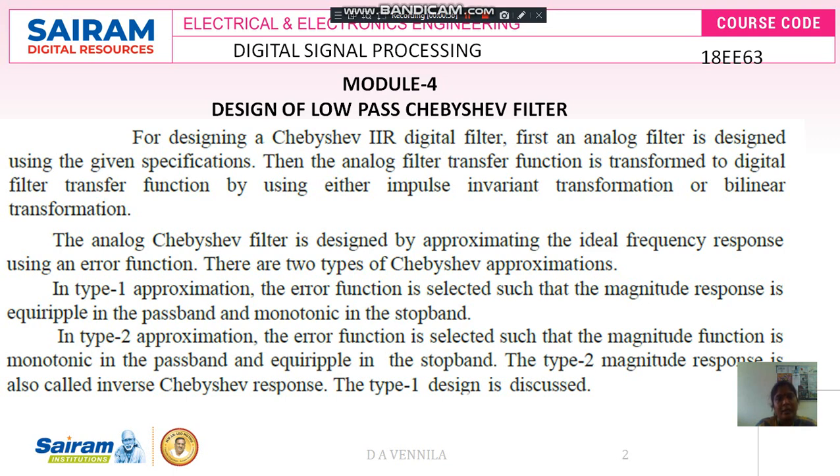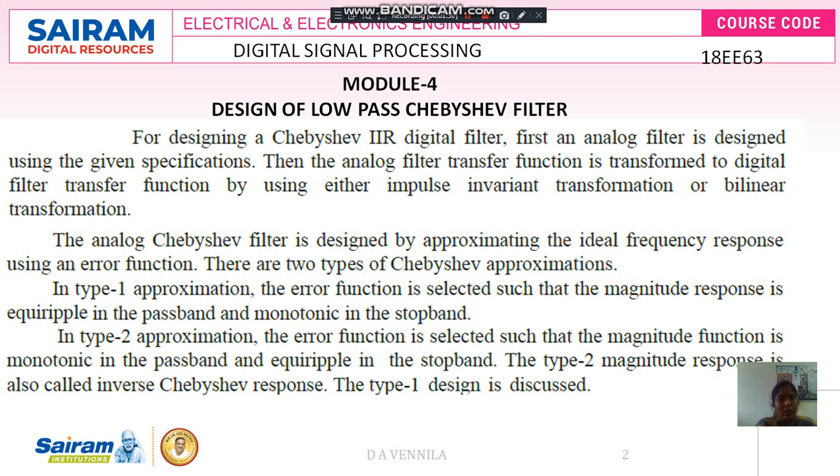So for designing a Chebyshev IIR digital filter, first we need to design the analog filter using the given specification. The specification will be given in the question. Using that specification, we need to design the analog transfer function. Using that analog transfer function, we need to convert to a digital transfer function by using the impulse invariant technique or the bilinear transformation technique. These are the two techniques we are going to use to convert analog to digital transfer function.